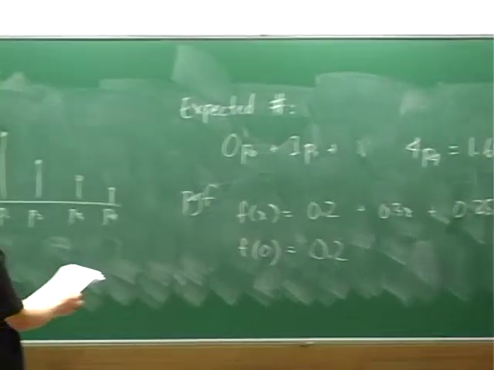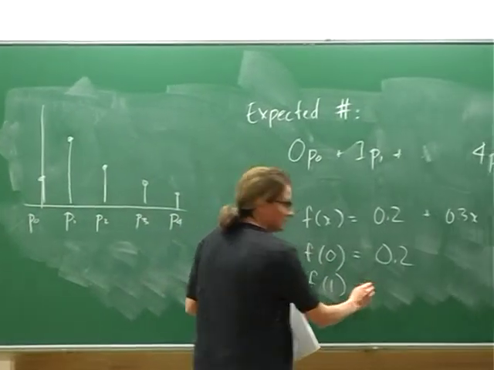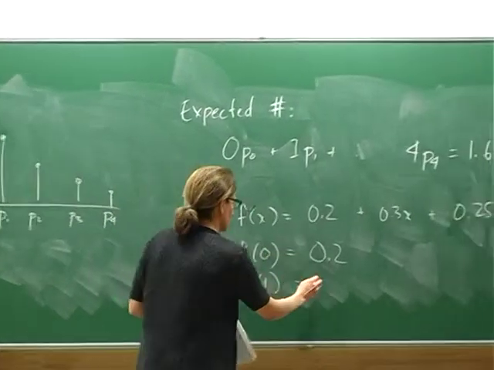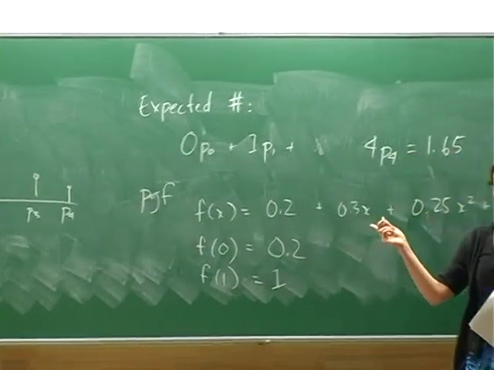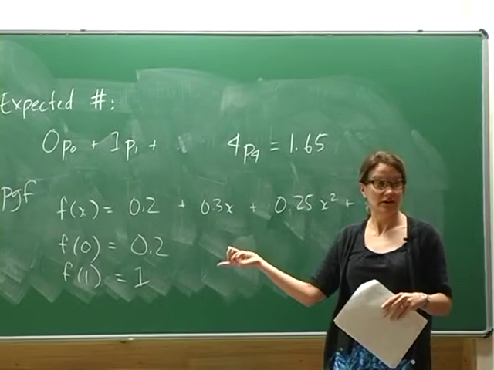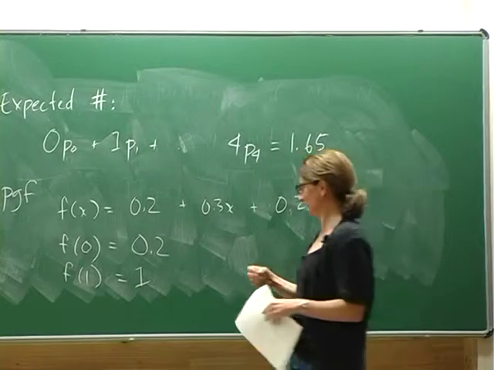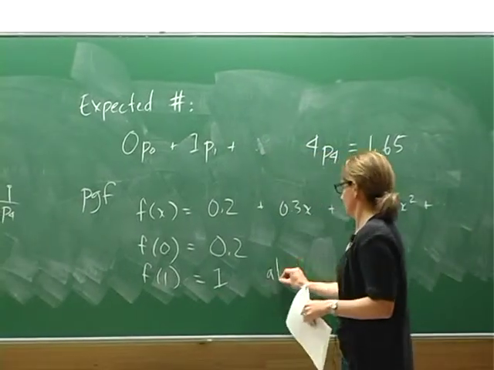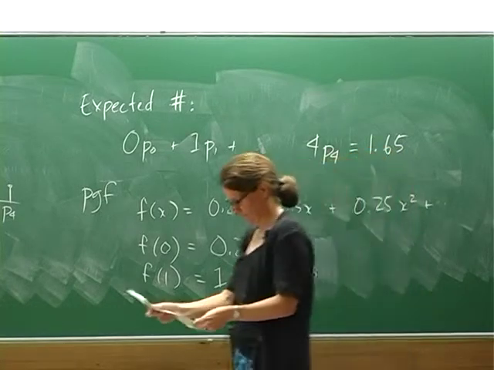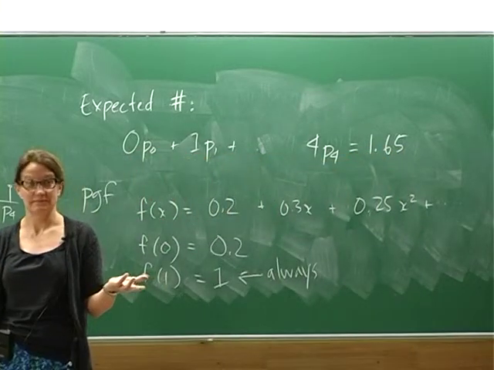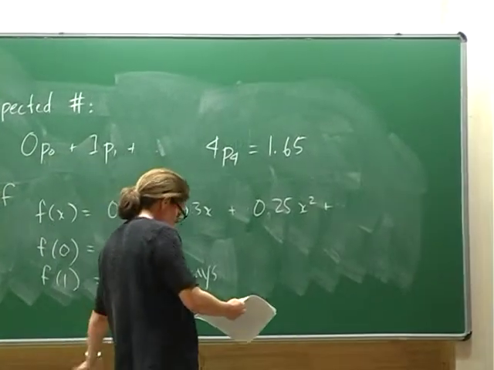Okay. And then f of 1 is 1. Yeah, you're all over it. And again, I do another PGF of a different distribution, and if I evaluate it at 1, what will I get? 1. Exactly. Good. Always, because you get the sum of the probabilities. Okay, good.